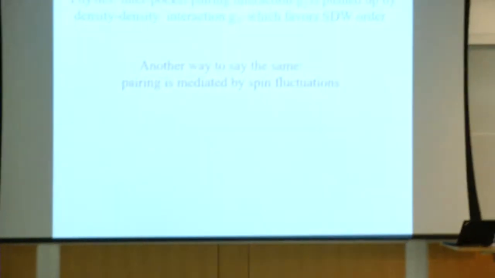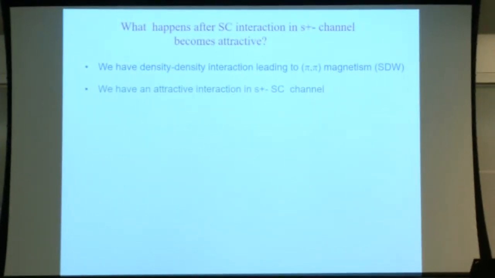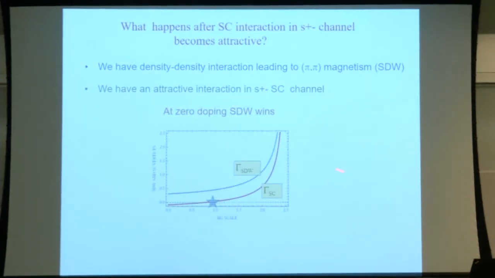Okay, with this, we move on, and very quickly we have two competing instabilities. One is magnetism, and another one is S plus minus. You may ask what the system eventually prefers. So far, all we know is that the magnetic interaction was attractive from the beginning, and the superconducting interaction was repulsive. This is the effect we just described: it changes sign, it becomes attractive. For this particular simple model, we always have a situation where magnetism wins if we have zero doping.